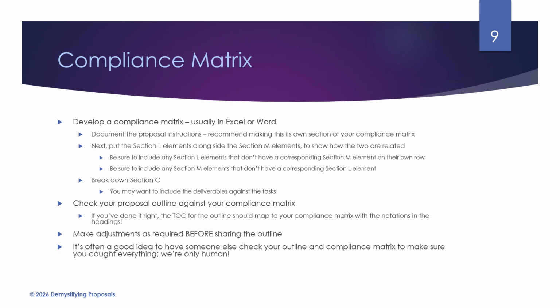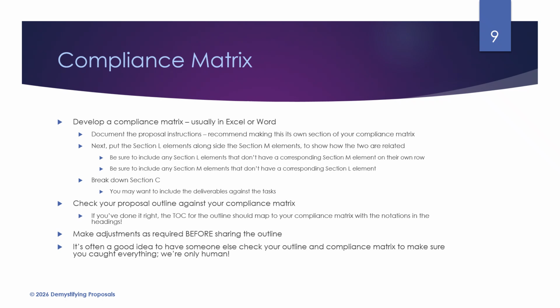So if you're using Excel, you would put the L elements in your left cell and your M elements in the right cell so that you can see how the language is for each of those elements. If you are using Word, usually you're doing it in a table, and the same idea follows. One block has the L requirements, and the block next to it has the M requirements.